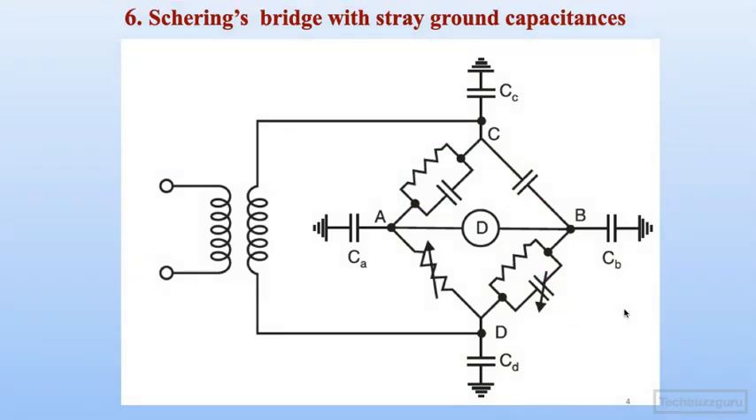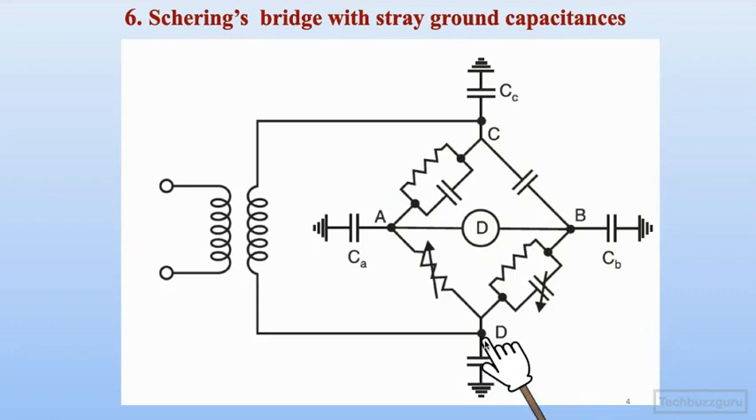So for minimizing this, we'll consider these stray capacitances. I'm just highlighting them: CA, CB, CC, CD. We would like to get rid of this. So what is done is that one end of the bridge, preferably D, is connected to the ground directly in order to minimize the stray capacitance, isn't it? So let us check that part.